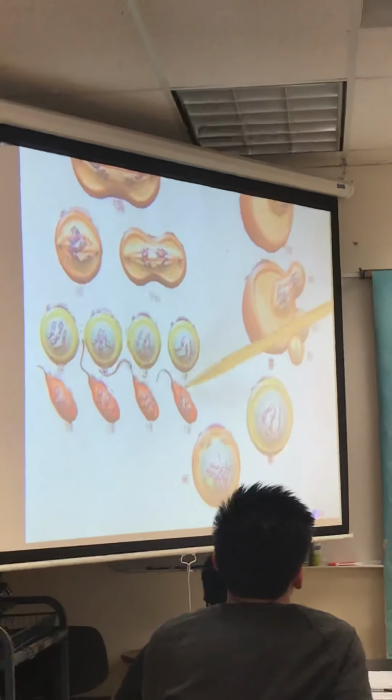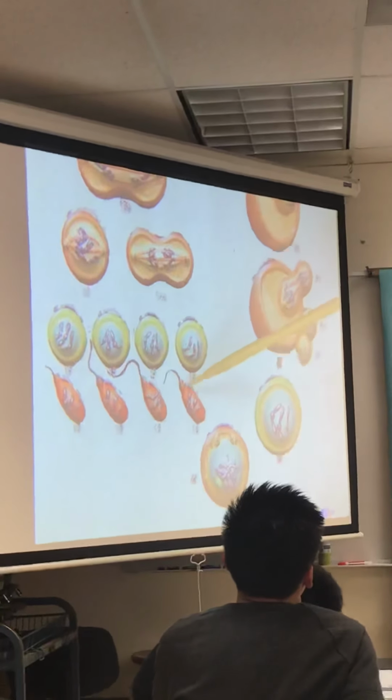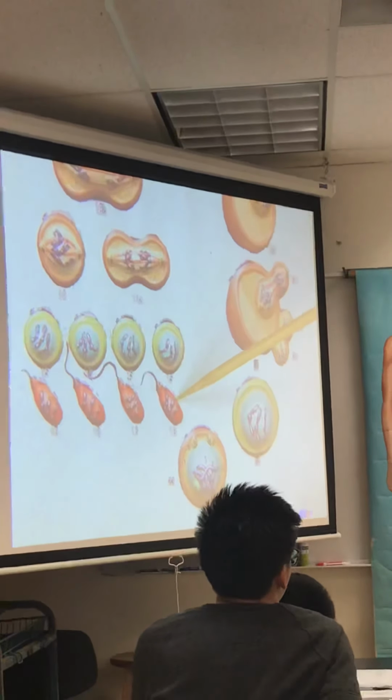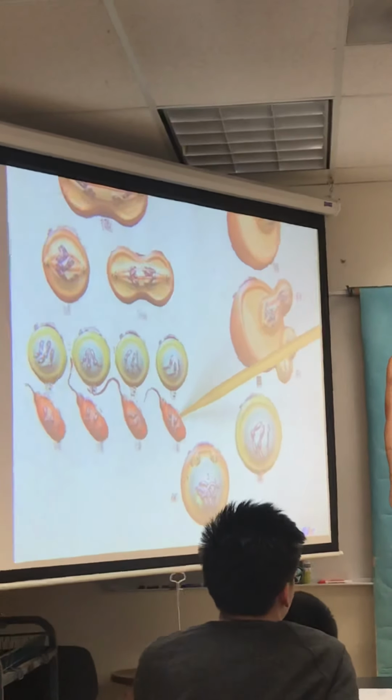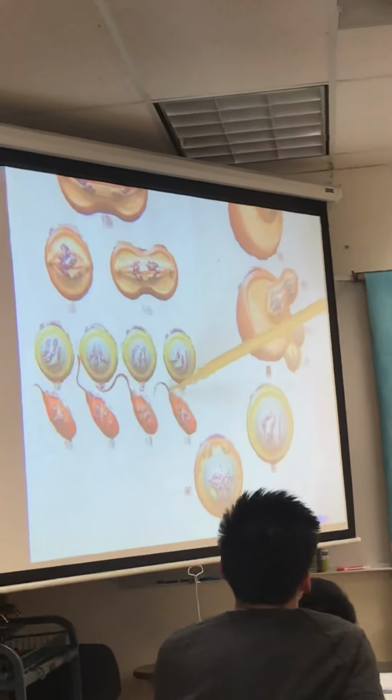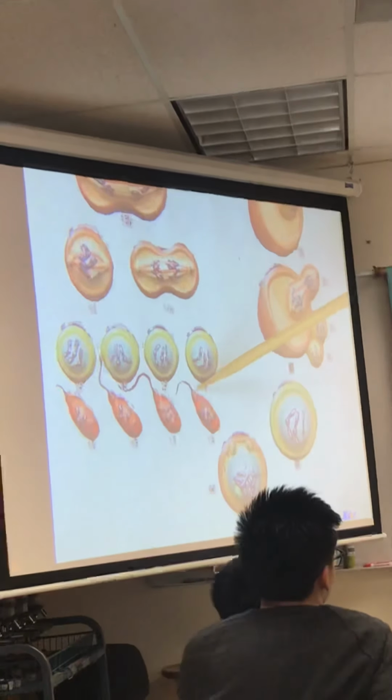spermatozoa. Identify the region at the tip of the pointer. Head. Two organelles found in the head are called the blank and the blank. Acrosome and nucleus. Nice job. The mid-piece contains what main organelle?